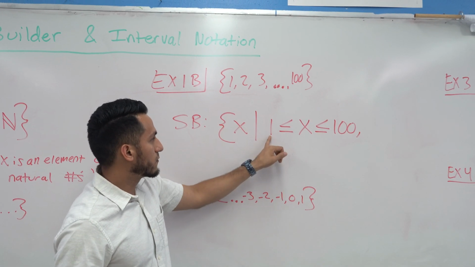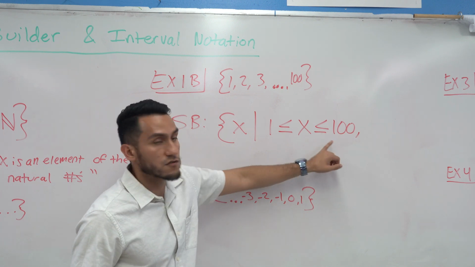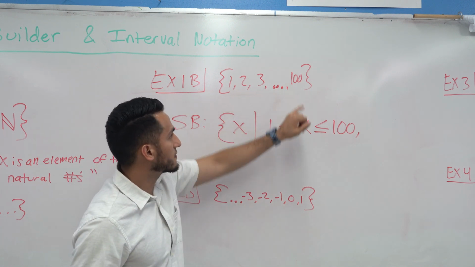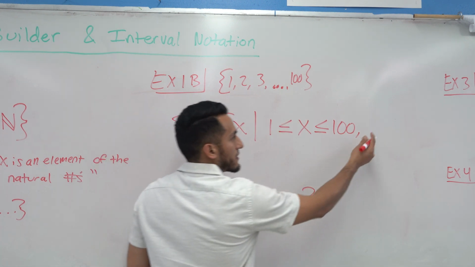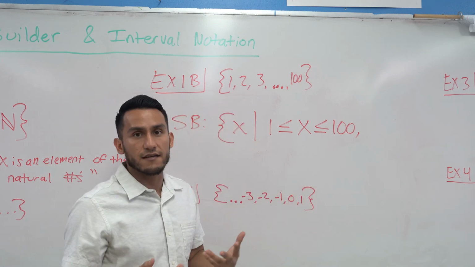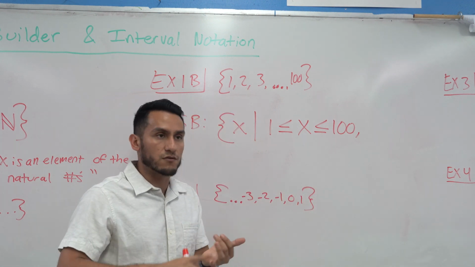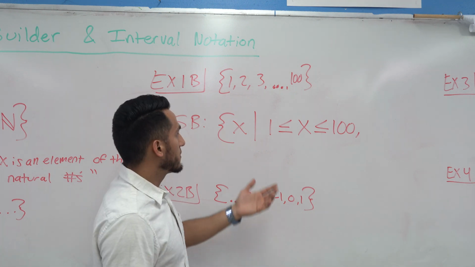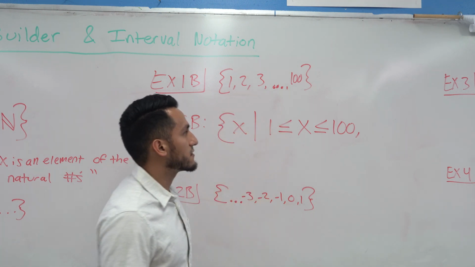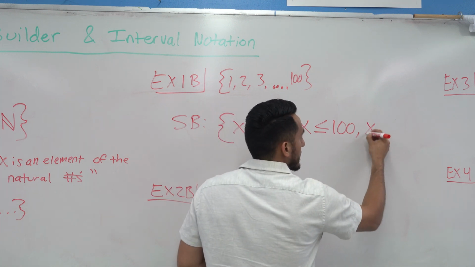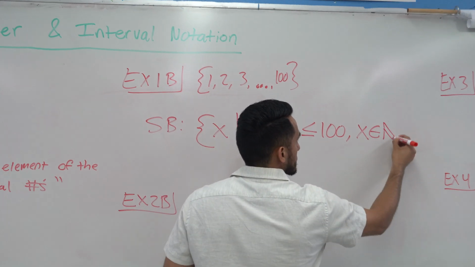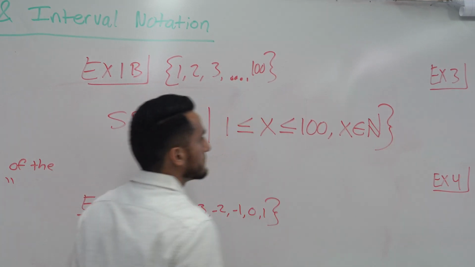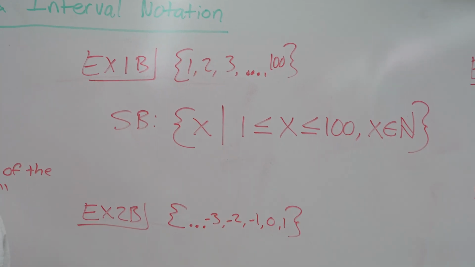X is in between 1 and 100, and x equals those numbers because those numbers are found in the set. And then in the end, we got to describe what set of numbers we're talking about. Is it the natural, the whole, the integers, the rationals, irrationals, or the real? And just like before, this is the set of natural numbers. X is an element of the set of natural numbers. That's example 1b.